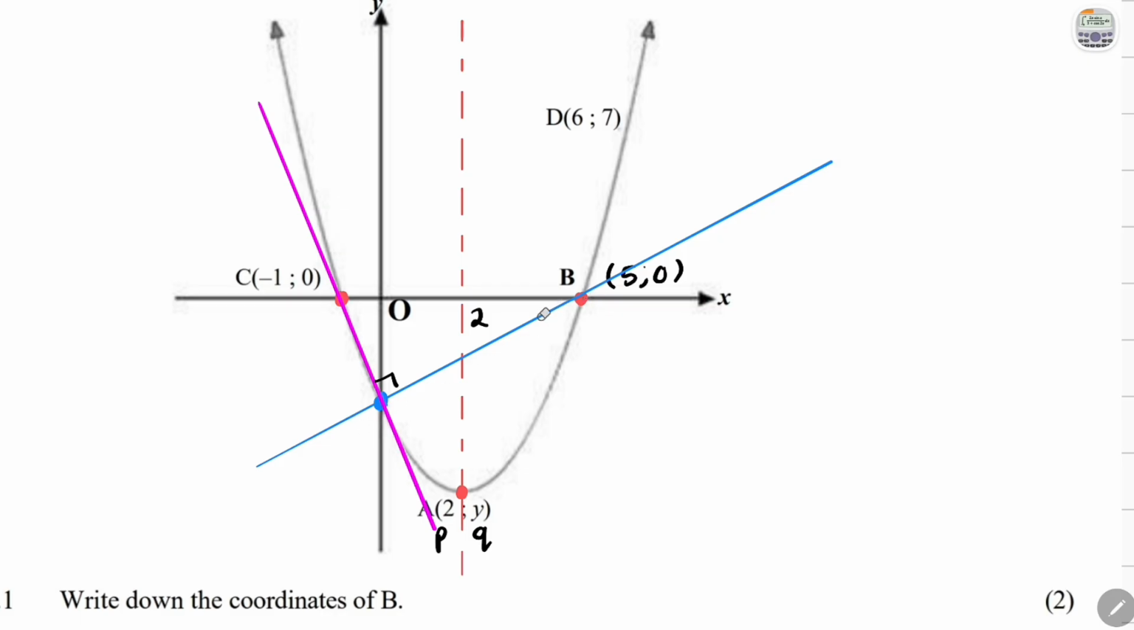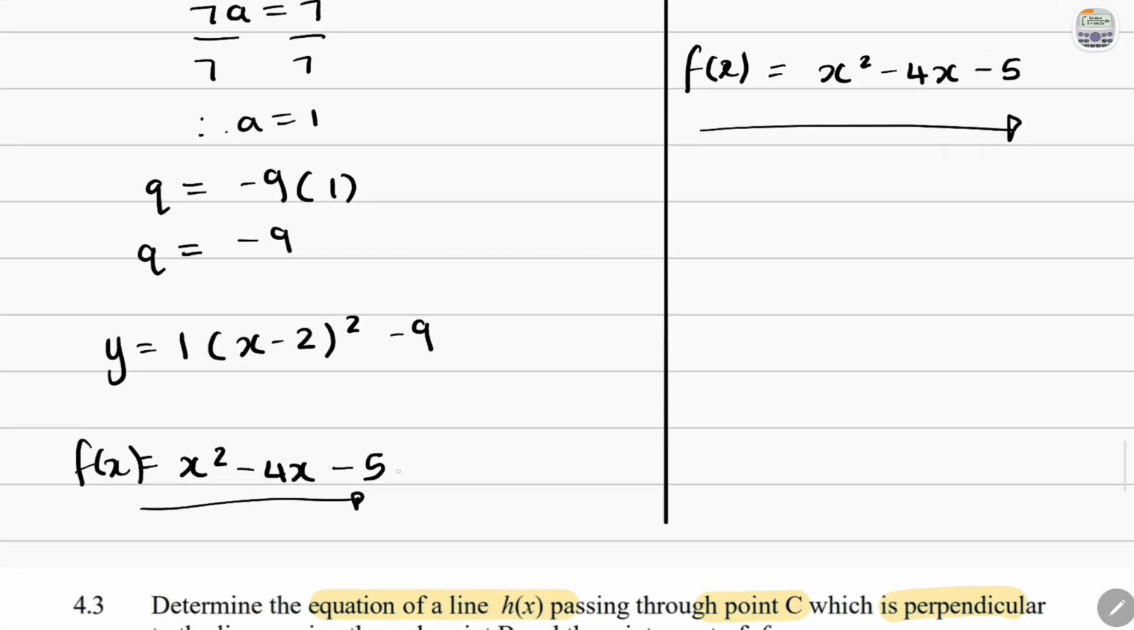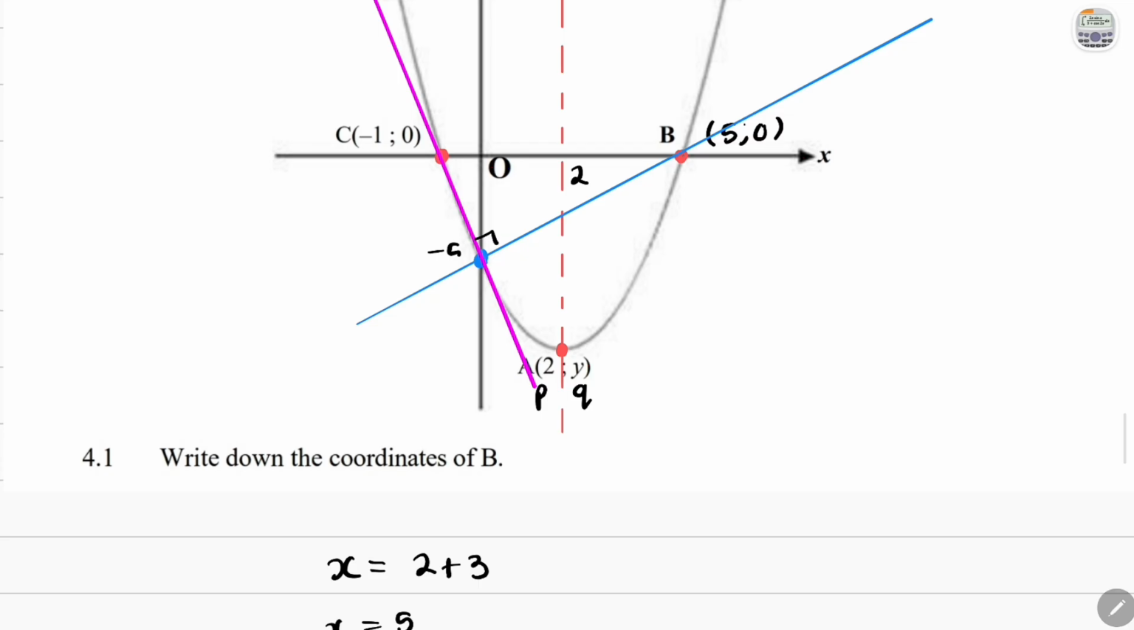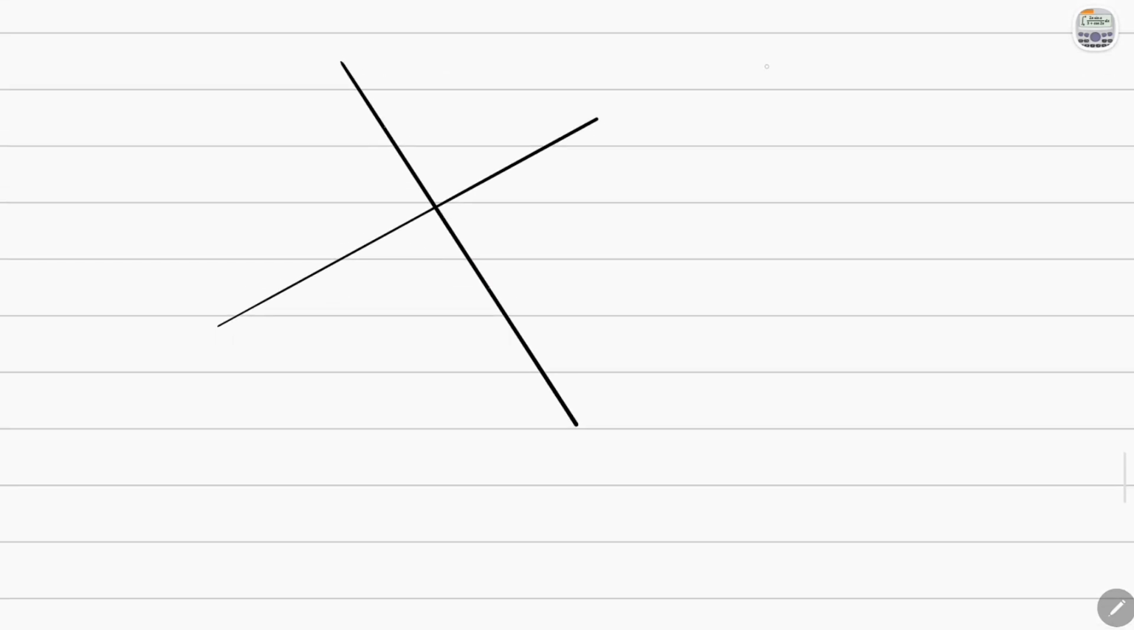So if you can find the gradient of this line, you find the gradient of the line that you're actually looking for. Okay, so it passes the y-intercept. What is the y-intercept? Well, we have the equation of f in standard form, and you can see that the y-intercept c is -5. So this is -5, and as a coordinate, it's (0, -5), of course. So we'll just take that and find the gradient of that line first, and it will help us with the gradient of the line we're actually looking for.